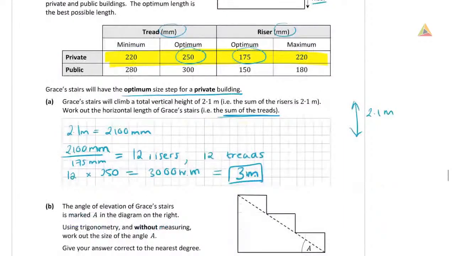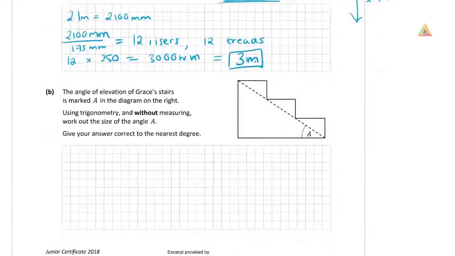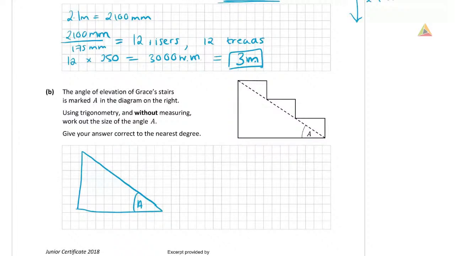Okay, so we're going to go to the next part now. The angle of elevation of Grace's stairs is marked A on the diagram on the right. Using trigonometry and without measuring, work out the size of angle A and give your answer correct to the nearest degree. Okay, so I'm going to redraw the triangle here, and we're looking for the size of angle A. Now we've just worked out that the treads was 3 meters, and the risers we had from before was 2.1 meters. If we label that right, that is a right angle triangle, there's your right angle. So this is your hypotenuse. This is the angle here, which means this is the opposite, and this is the adjacent.